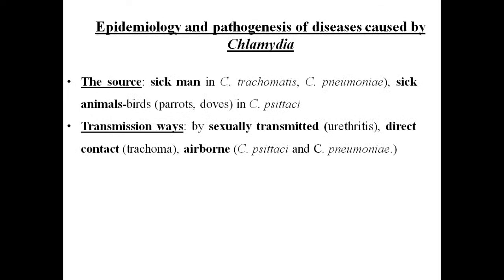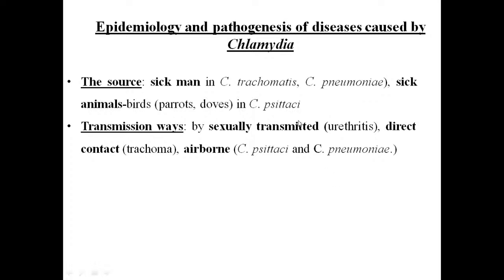Epidemiology and pathogenesis of diseases caused by chlamydia. The source of infection is sick men in Chlamydia trachomatis and Chlamydia pneumoniae, and sick animals, these are only birds, parrots or doves, in Chlamydia psittaci. Transmission ways: Chlamydia trachomatis is transmitted sexually, it causes urethritis, for example. Direct transmission in trachoma and airborne transmission in Chlamydia psittaci and Chlamydia pneumoniae. So it depends on the species.